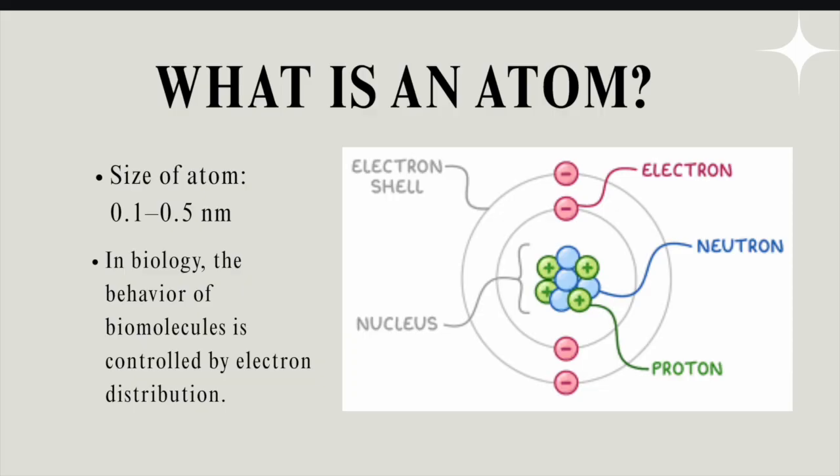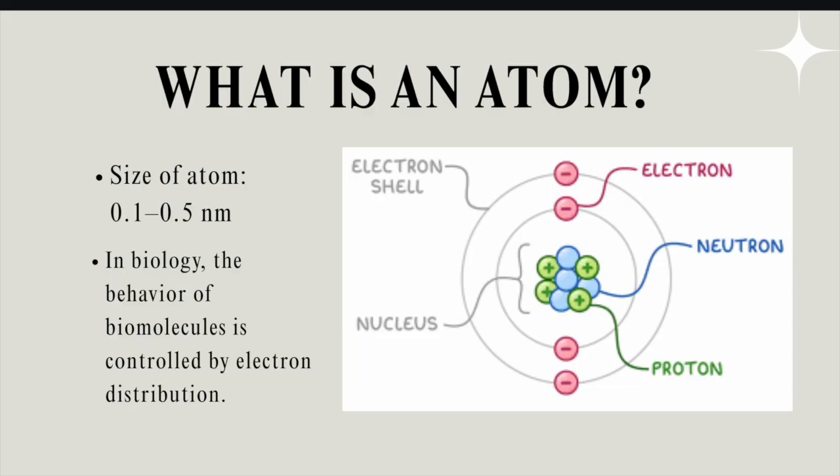What is an atom? It's the smallest unit of matter. Any matter is made of atoms, we all know that. The basic size is in the nanometer scale, 0.1 to 0.5. In biomolecules, the electronic distribution is very important because it's the one reason why bonds are created. So let's understand its structure.